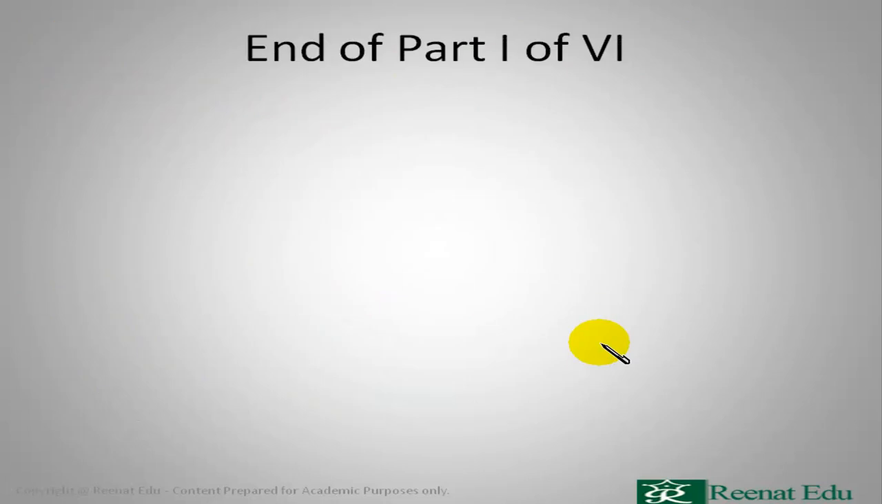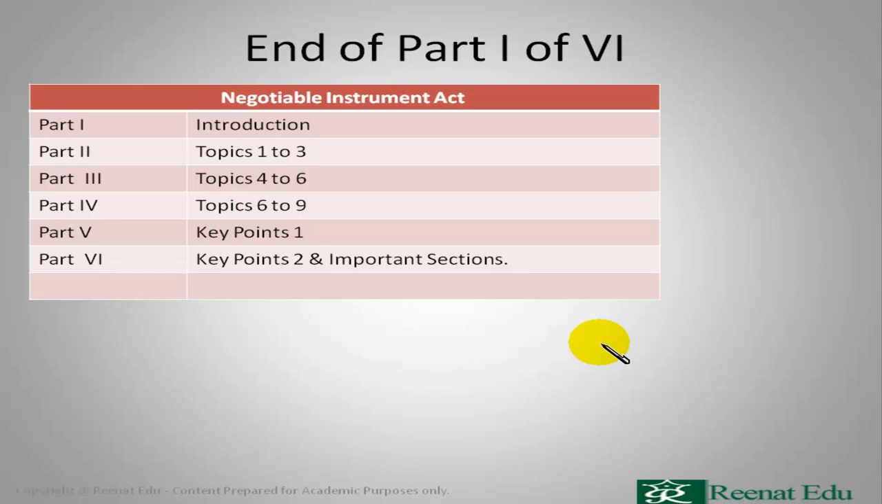So this is the end of the introduction, that is part 1. We have completed this, and we are coming up with topics 1 to 3, what we have discussed just before. In part 2, topics 4 to 6, part 3 is topics 6 to 9, and the last is key points. What are the key points that you need to remember? That we are also going to explain under this part, along with the important sections.